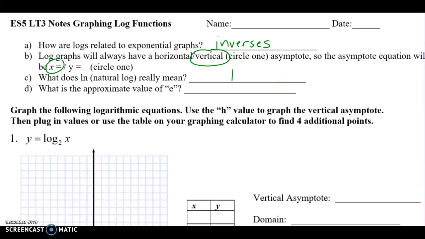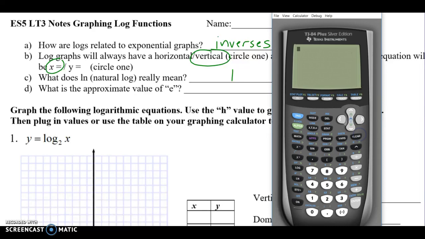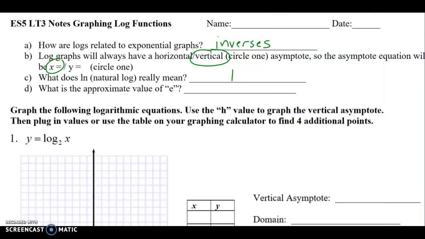And what is the approximate value of E? Put it in your calculator. On your calculator, it's right above the division sign. So second E, and then hit enter. Let's round it to the nearest hundredth, so about 2.72. Kind of like pi is about 3.14, E is about 2.72.